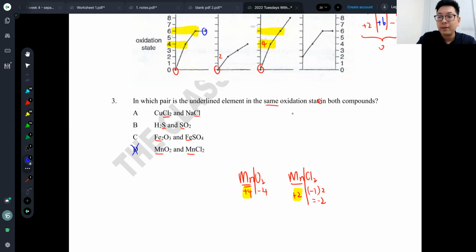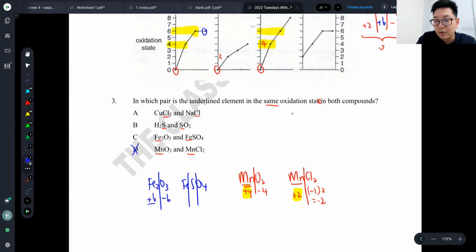C, Fe2O3 and FeSO4. I'm going to split it this way. This one, oxygen is -6, so this must be +6 divided by 2, I get +3. For those of you who feel you're okay, you can either move on to the structure or watch the replay if you have other homework to do. So this is +3.